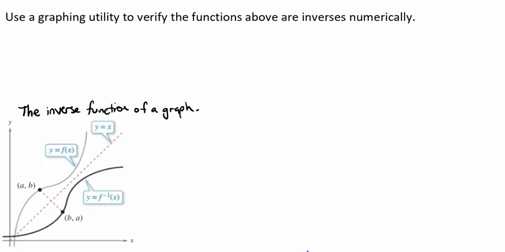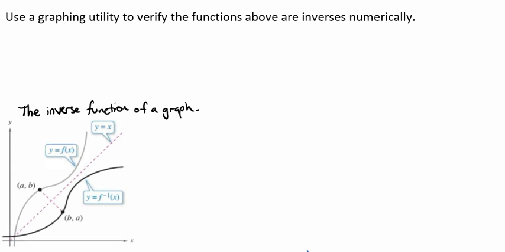In this video, we're going to be talking about how to use a graphing utility to verify functions or inverses numerically. We're also going to talk a little bit about the inverse function of a graph, what it means for a function to be one-to-one, and how to use the horizontal line test to determine if our inverse is a function.